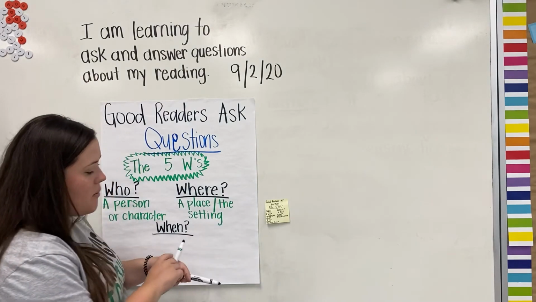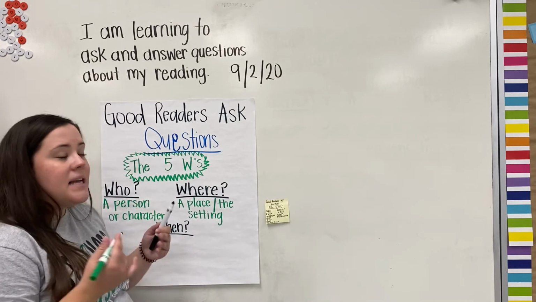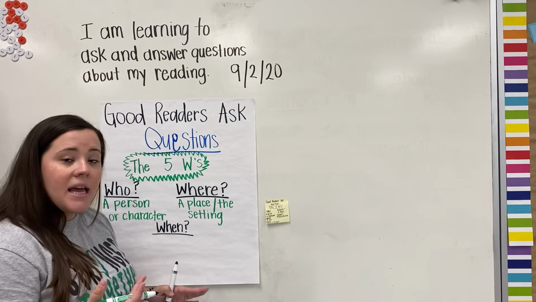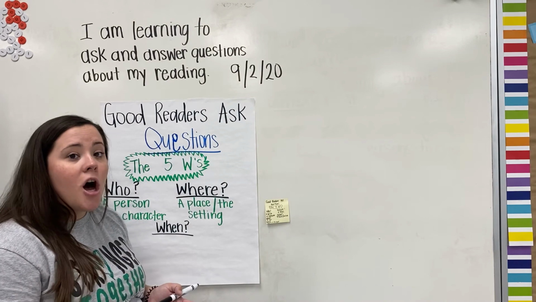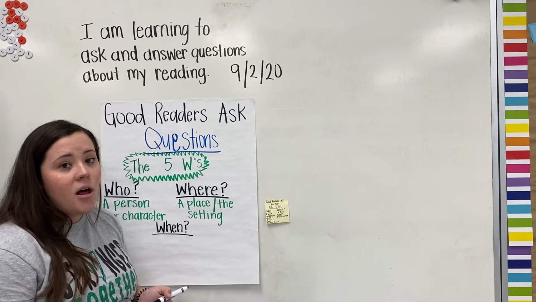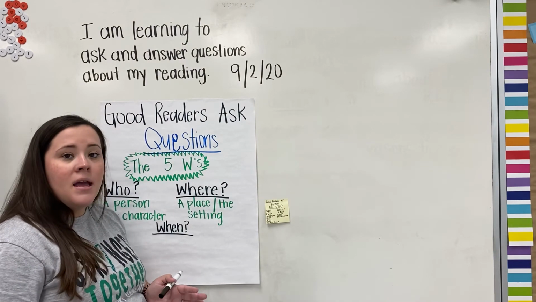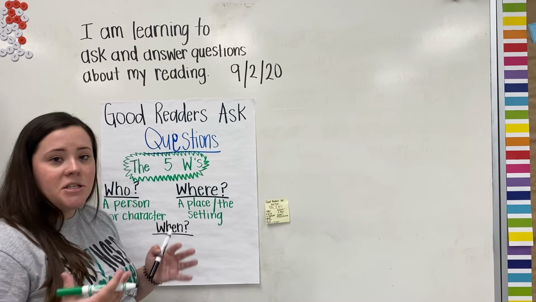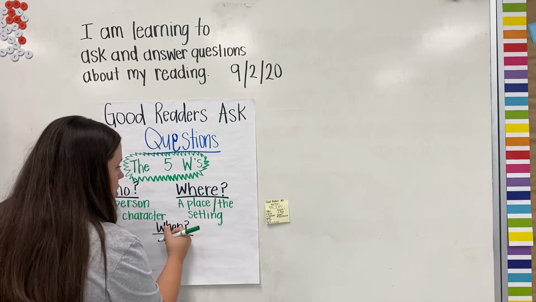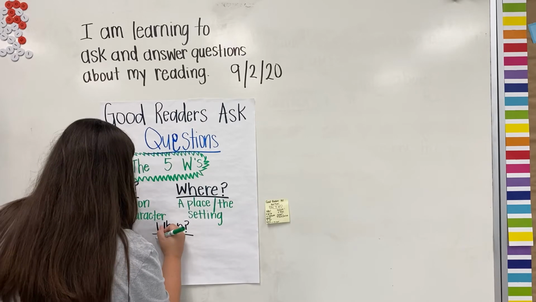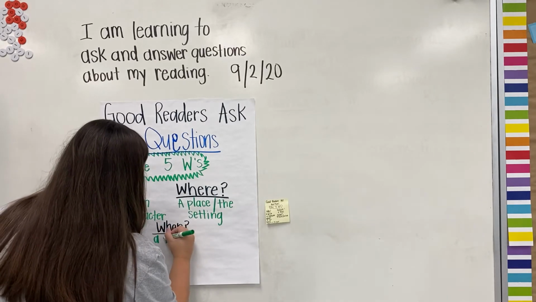So when I think about when, I'm thinking about a time. When did it take place? It could also mean a time on the clock. So did it happen at 6 o'clock? Did it happen at 7 o'clock? Time could mean a bunch of different things. So I want you to copy on your paper a time.